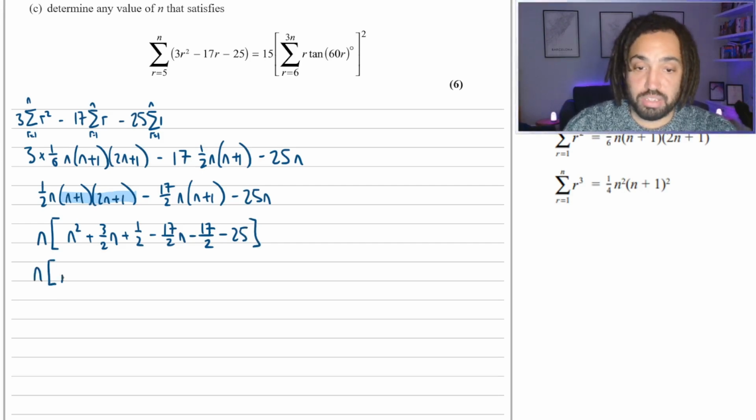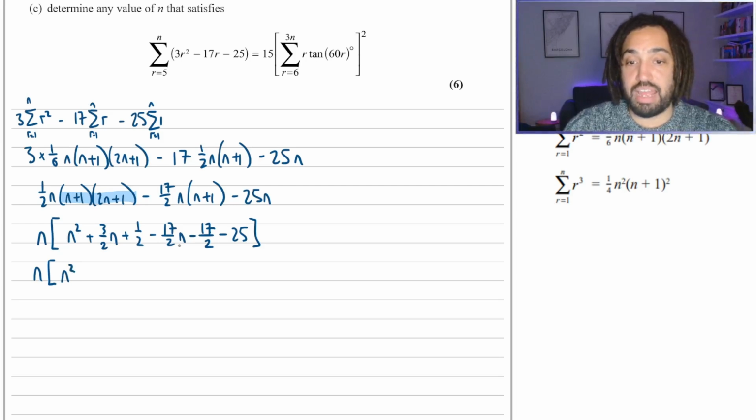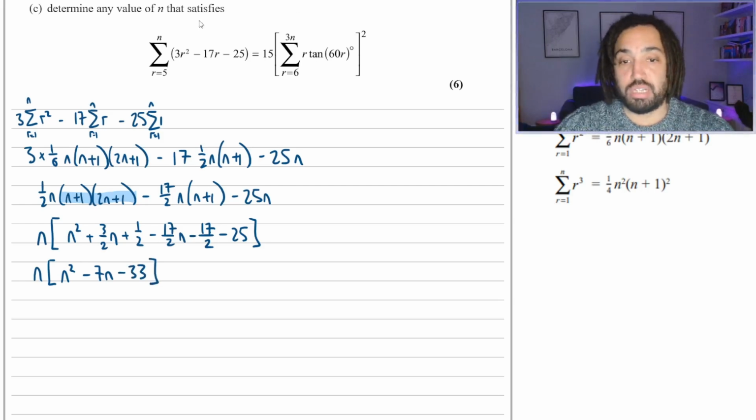Okay, so n squareds, I've got 1 of them. N's, I've got 3 over 2 minus 17 over 2, which is going to give me minus 14 over 2, which is just minus 7. And in terms of the numbers, I've got a half minus 17 over 2, so that's minus 16 over 2, which is minus 8. And minus 25 as well gives you minus 33. And we're done. Lovely.